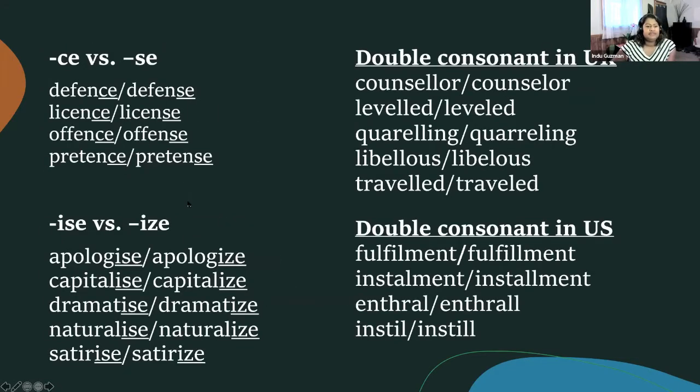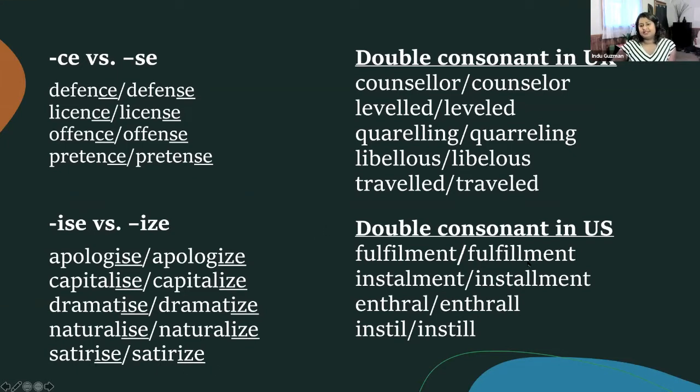So then, defence, the CE. Defence, defense. Licence, license. Offence, offense. Pretence, pretense. And all the meanings, it's the same. And then ISE versus the IZE. Apologise, apologize. See the capitalize? Things are different. Dramatise, naturalise, and satirise.